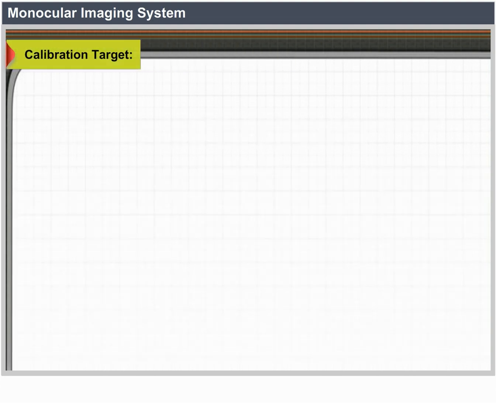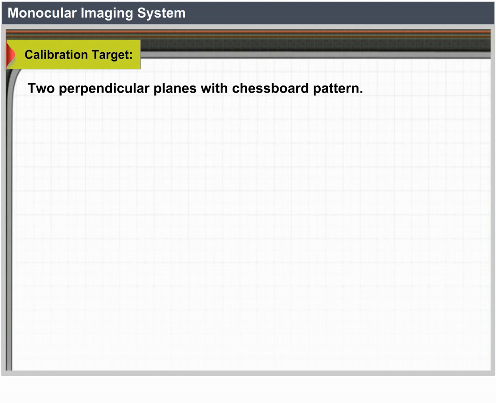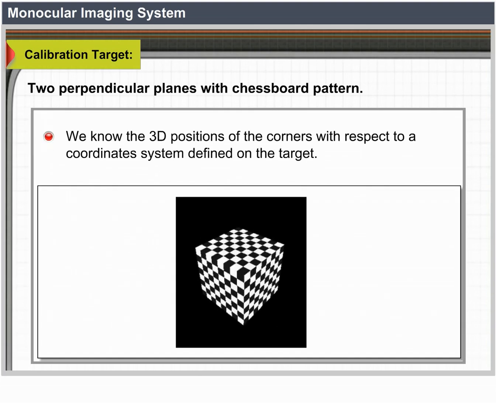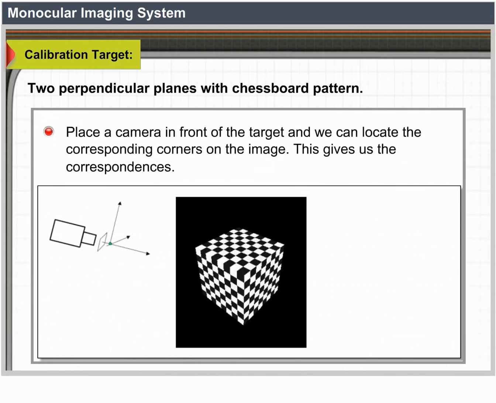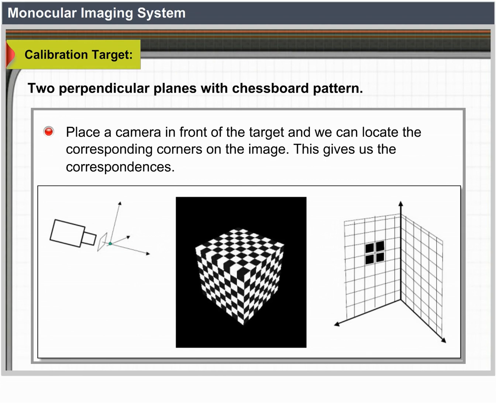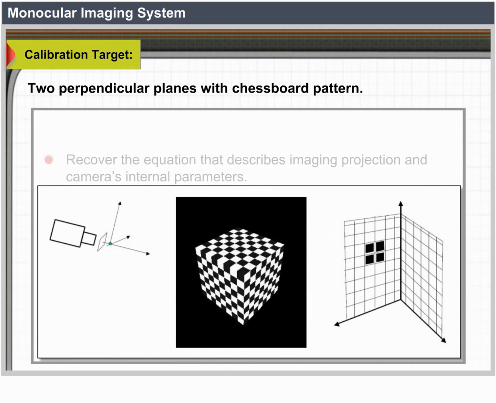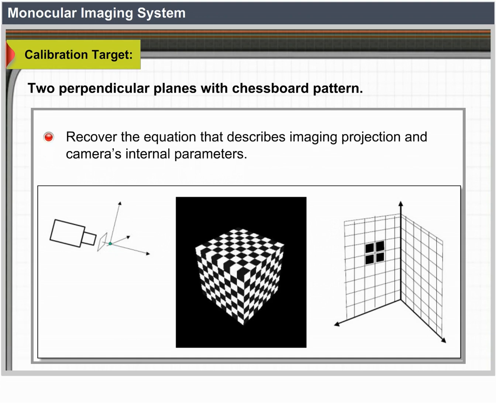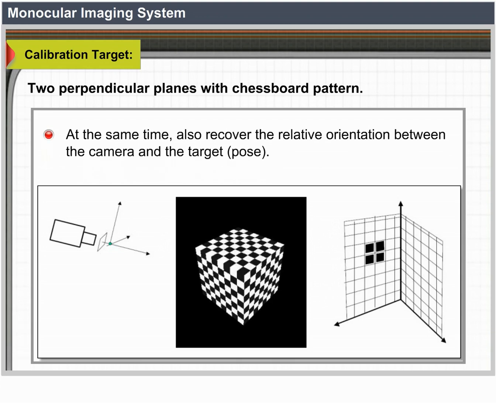Calibration target. Two perpendicular planes with chessboard pattern. We know the 3D positions of the corners with respect to a coordinate system defined on the target. Place a camera in front of the target and we can locate the corresponding corners on the image. This gives us the correspondences. Recover the equation that describes imaging projection and the camera's internal parameters. At the same time, also recover the relative orientation between the camera and the target.